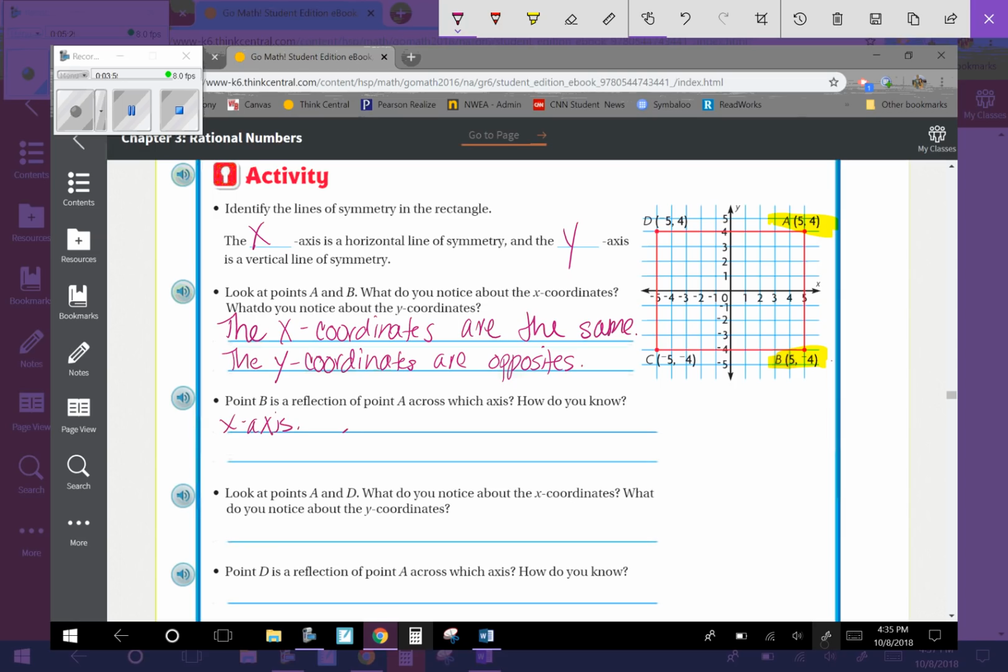And how do I know that? Because if you fold the rectangle about the x-axis, or across the x-axis, point B and point A will line up with each other.